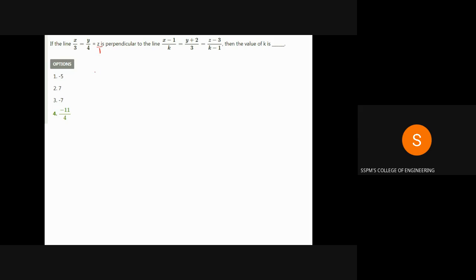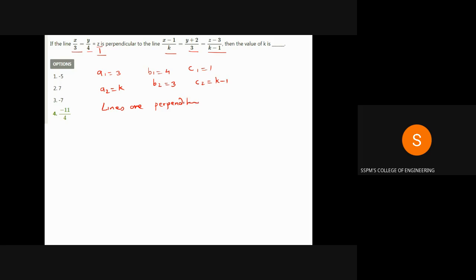Now again, if we compare with the standard equation, we get a1 equal to 3, b1 equal to 4, and c1 equal to 1. Now a2 is equal to k, b2 is equal to 3, and c2 is equal to k minus 1. As the lines are perpendicular, see what is given: the lines are perpendicular.